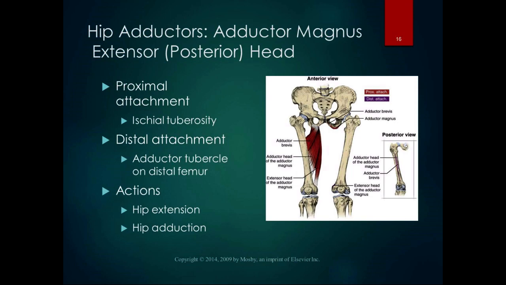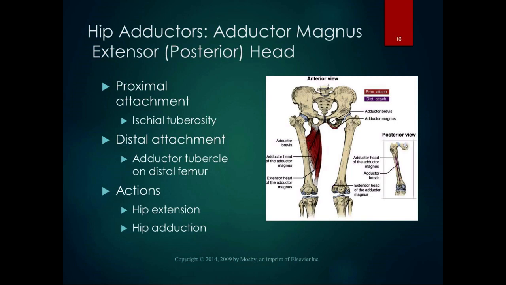So the adductor head is the anterior head, and the extensor head is the posterior head. If you think about the extensors being posterior, that kind of makes sense. Both the extensor head and the adductor head are primary adductors, but the extensor head also helps the hamstrings, and it's similar in its innervation. It's innervated by the sciatic nerve.